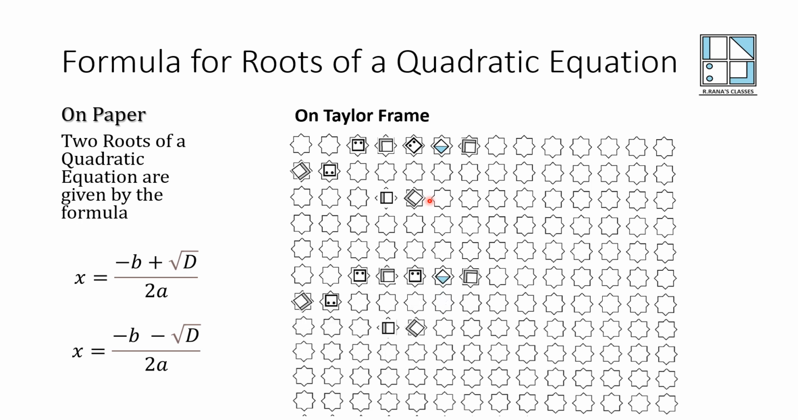Same way, x is equal to minus b minus square root of d upon 2a. Right? The only difference between the two was one is positive and one is negative.